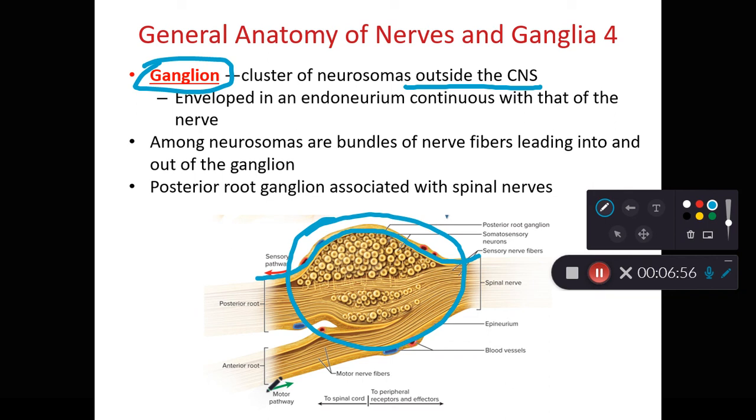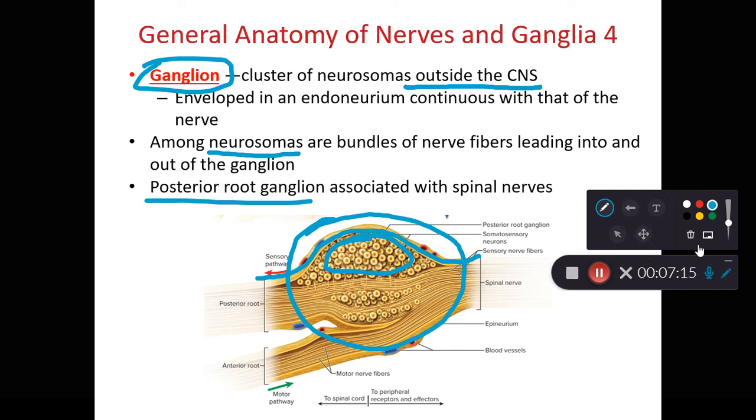This is where we can have some pre-processing that occurs outside of the brain. So we have a bunch of neurosomas, or cell bodies of neurons, grouped together that can do some integration. Very, very weak integration. The posterior root ganglion is going to be very commonly associated with spinal nerves.